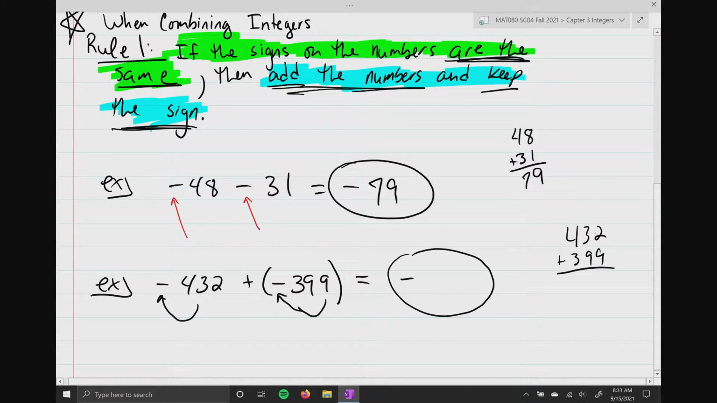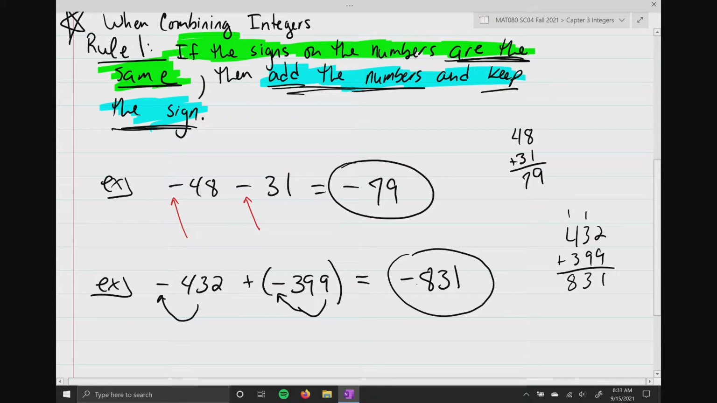Well, 2 and 9 is 11, carry the 1. 3 and 9 is 12, plus 1 is 13, carry the 1. 4 plus 3 is 7, plus 1 more is 8. So the answer is negative 831. Does that make sense, everyone?